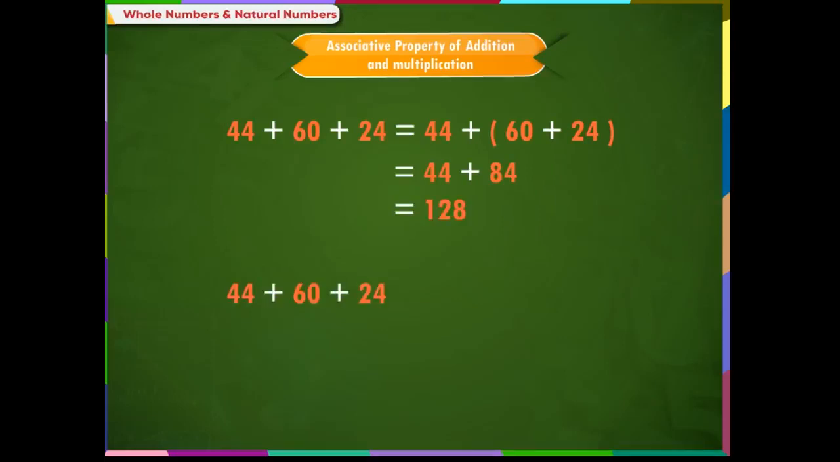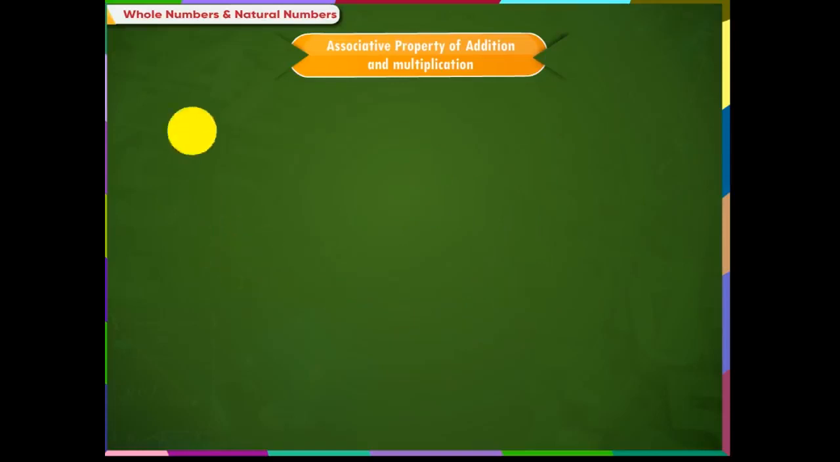To add these 3 numbers, we can also associate the first 2 numbers. That is, 44 plus 60 in brackets plus 24 is equal to 104 plus 24, which also gives 128. In both the cases, the sum is the same, which is equal to 128. So, we can conclude that if 3 or more whole numbers are to be added, the sum will be the same even if the order of the numbers is changed.